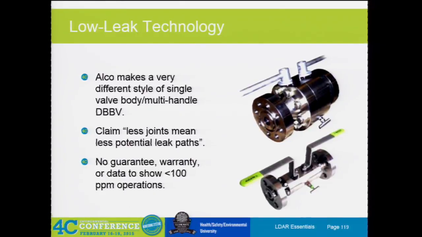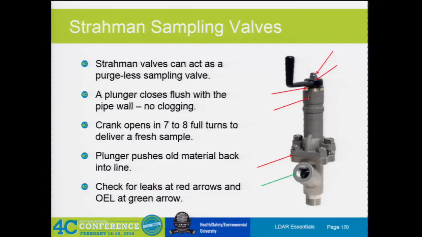I don't know if the next slide shows you those, but I was just letting you know. Straumann valves, or sample valves. They have a little plunger in there that comes down, and you crank that, it moves past, and liquid comes out. You usually see those on the side of a tank or something. Usually there's a second valve in there. Those they do consider open-ended lines.